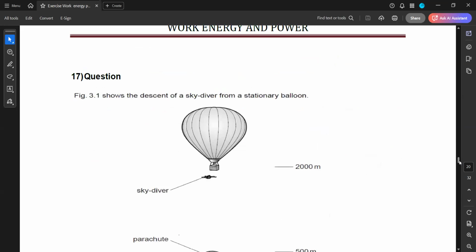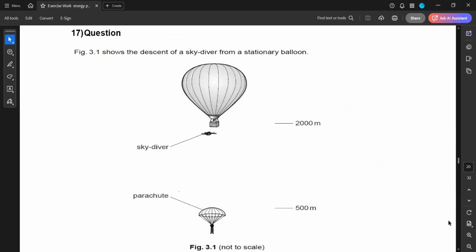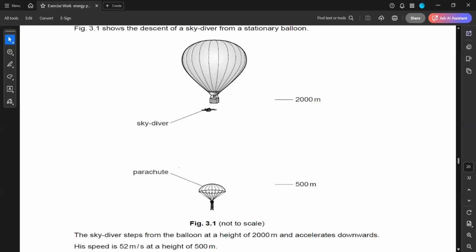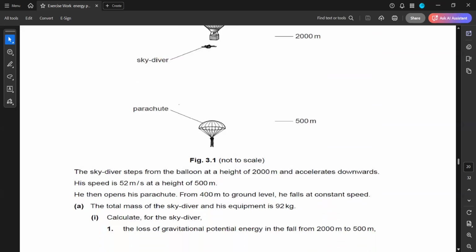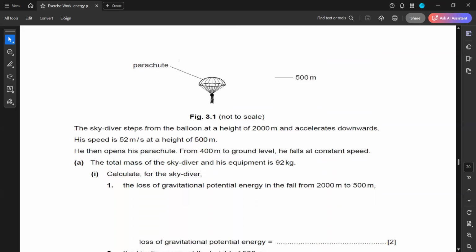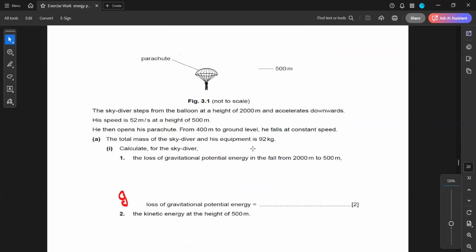In question 17, figure 3.1 shows a descent of a skydiver from a stationary balloon. So there's a skydiver at an altitude of 2,000 meters, and he dives from the stationary balloon, and then he uses a parachute at a height of 500 meters. The skydiver steps from the balloon at a height of 2,000 and accelerates downward with a speed of 52 meters per second at a height of 500 meters. And he then opens the parachute.